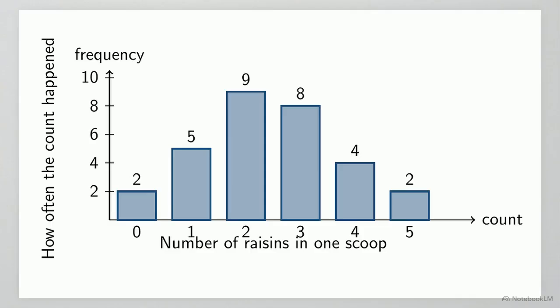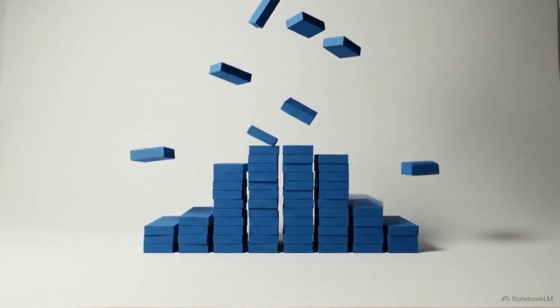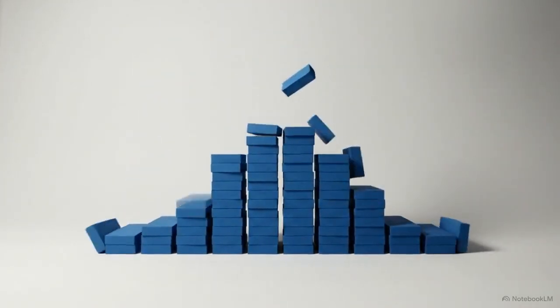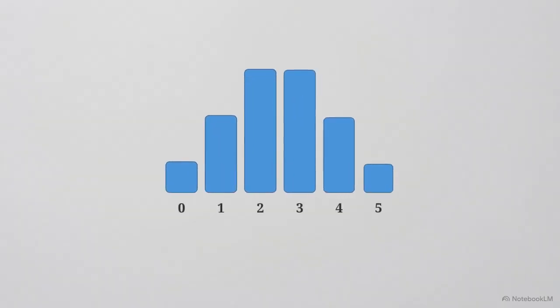This histogram charts our raisin counts. The horizontal axis shows possible raisins per scoop. The vertical axis measures how often each count happened. Notice the tallest bars sit precisely at 2 and 3, while counts of 0 or 5 barely register at the edges. A single trial is noisy, but when we collect enough data and stack repeated random events together, a stable geometric pattern emerges.